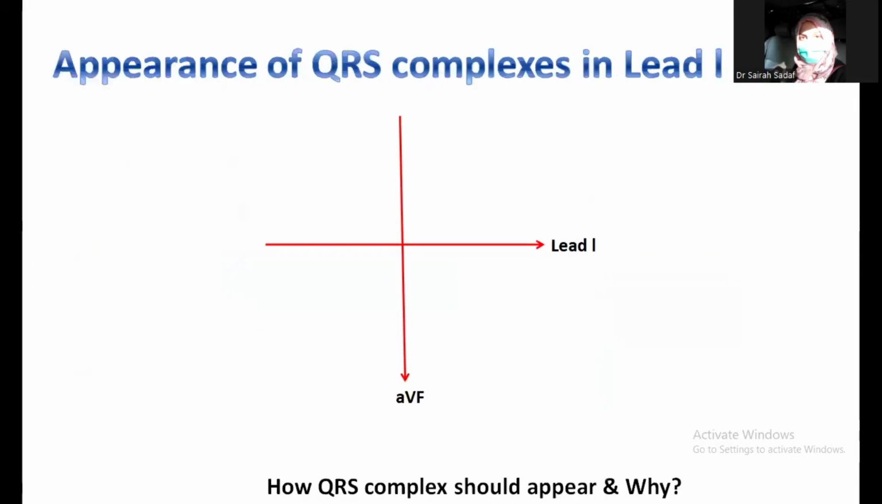Got it? So how should the QRS complex appear and why? It's just a repetition of yesterday's lecture. As we know, we should have a positive deflection in lead 1 and lead AVF. Why? Can anyone tell? Yes, very good. Because the electrodes are placed such that they detect the electrical activity moving towards them in a normal heart.